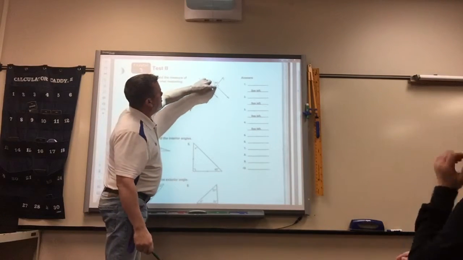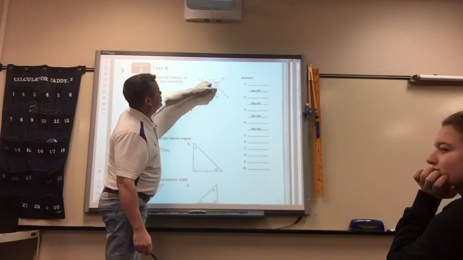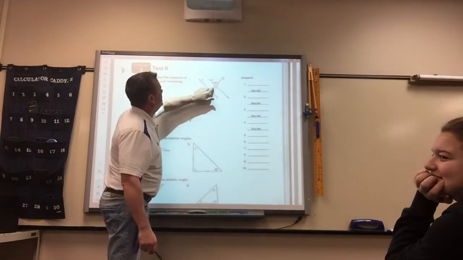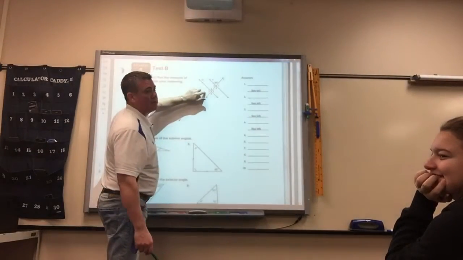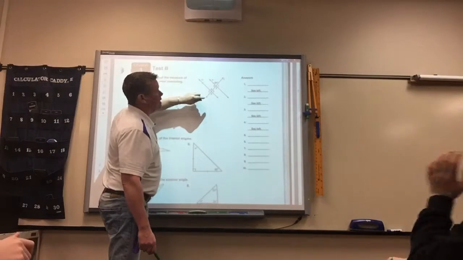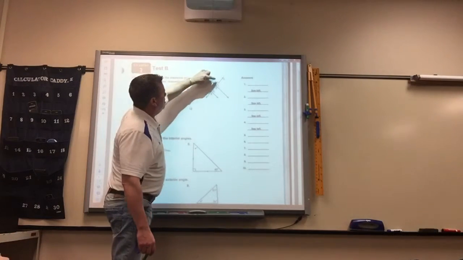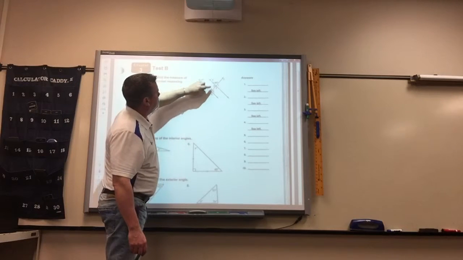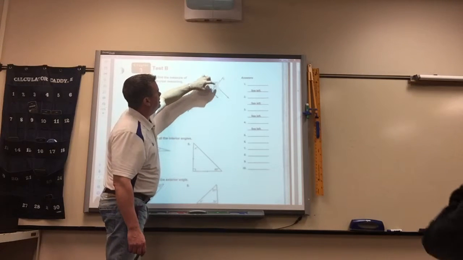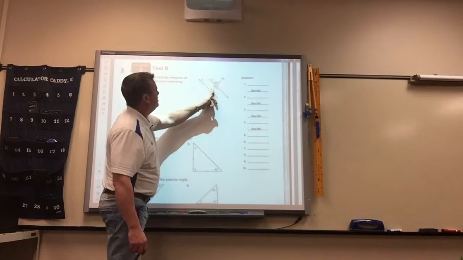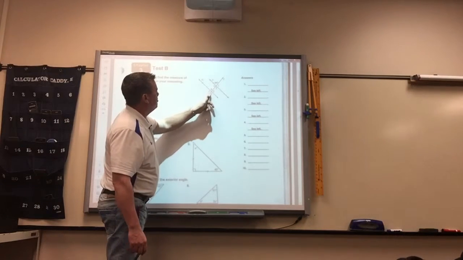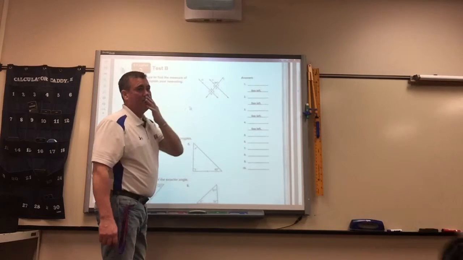Vertical angles are equal. Vertical angles are across from each other, so 8 and 2, 1 and 3, 4 and 6, 5 and 7. Corresponding angles are equal. Remember, corresponding means same position. So 8 is the top, 4 is the top. They're corresponding. 1 and 5 is the right, 2 and 6 is the bottom, 3 and 7 is the left.